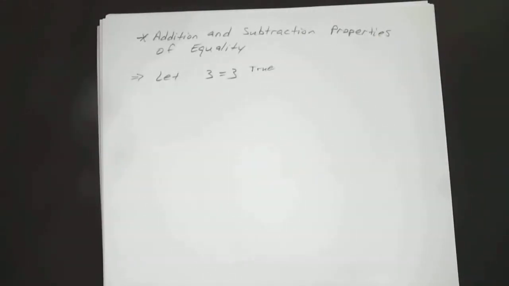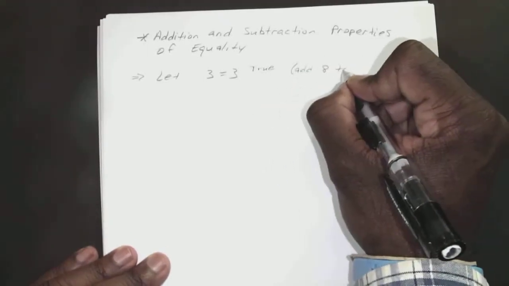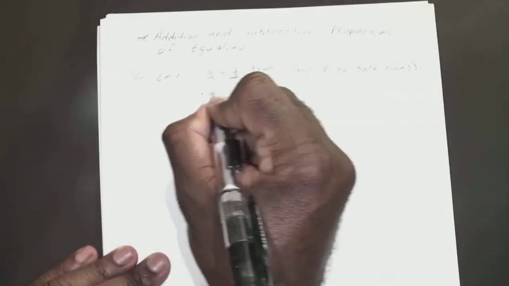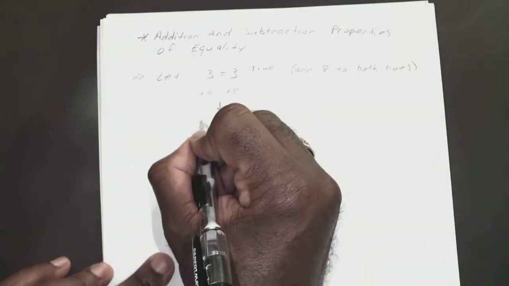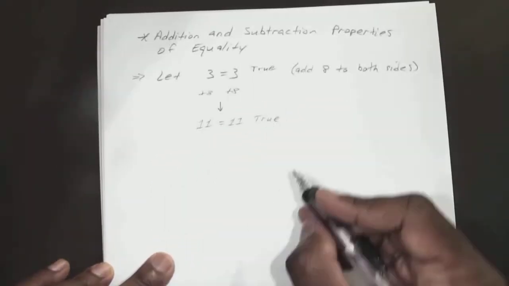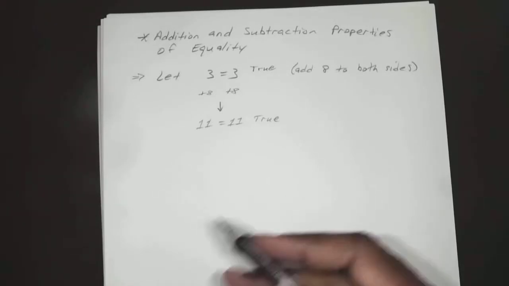Okay, so what if we go from 3 equals 3 and add 8 to both sides? If we add 8 here and add 8 there, we end up with 11 equals 11, which again is true. We haven't done anything but make one equation convert to another equation that's true.